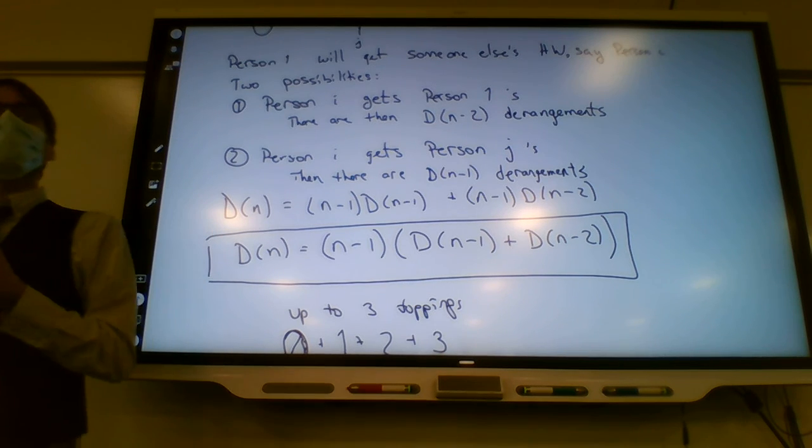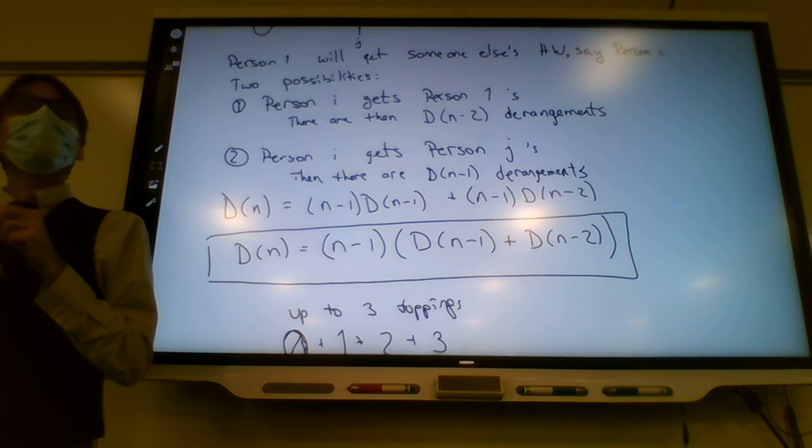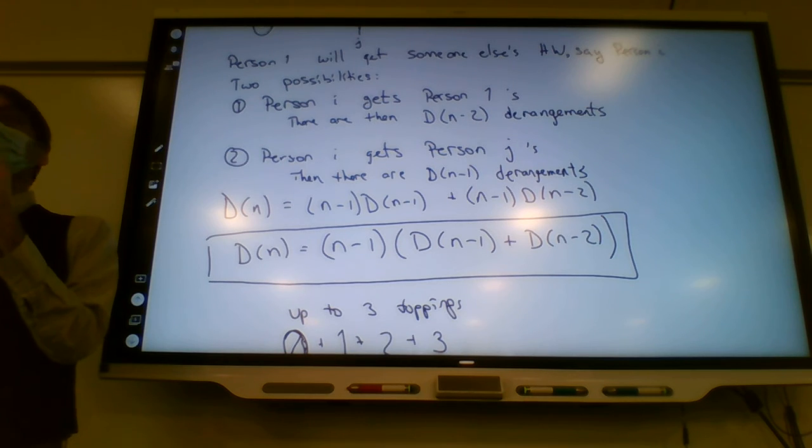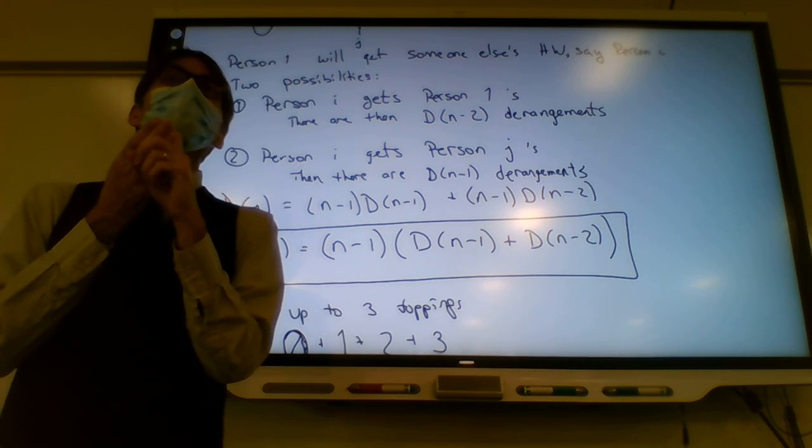So can you have just one person being out of order? No. No, you have to have at least two. Can you have three being out of order? No.